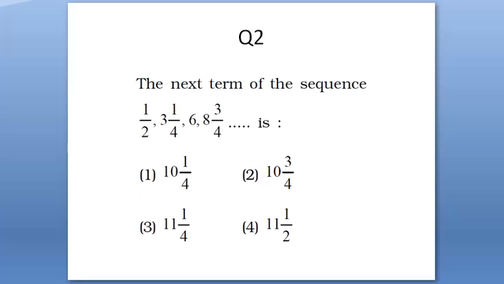Let's look at the next question. The next term of the sequence. So as you can see, these are in fractions, and the first thing you need to do when you see fractions like this, I mean, you can solve it like this if you want, but it's going to be much easier if you write it in the decimal form. So this is going to be 0.5, then this will be 3.25, 6, this will be 8.75.